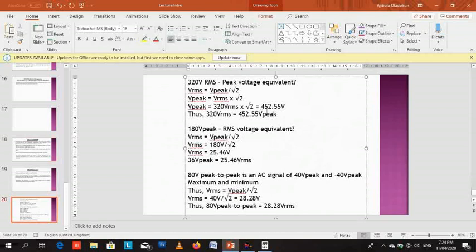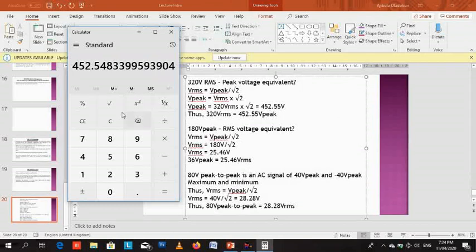You need a calculator for that. 180 divided by root 2 is equal to 127.27. That's 127.28. Right, 127.28 volts. That's the RMS equivalent for a peak voltage of 180 volts V peak.